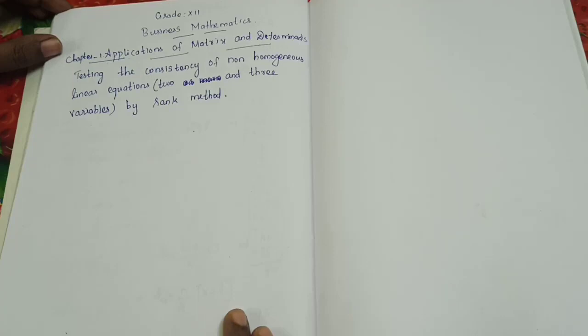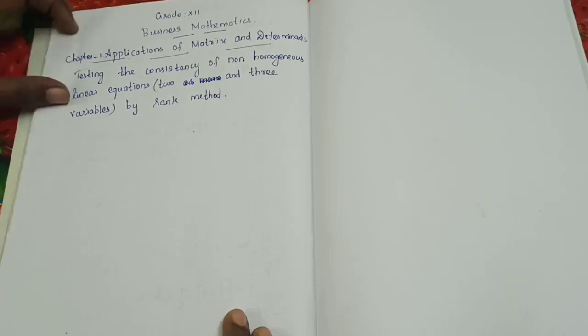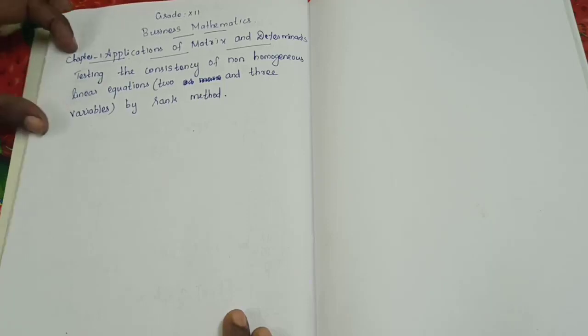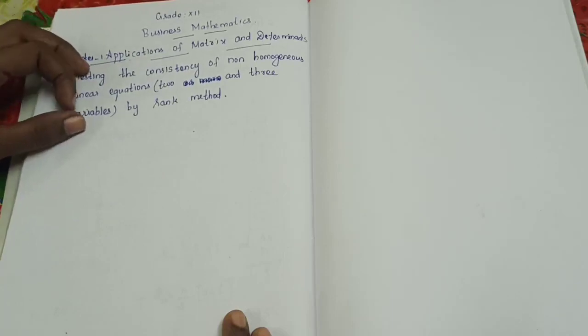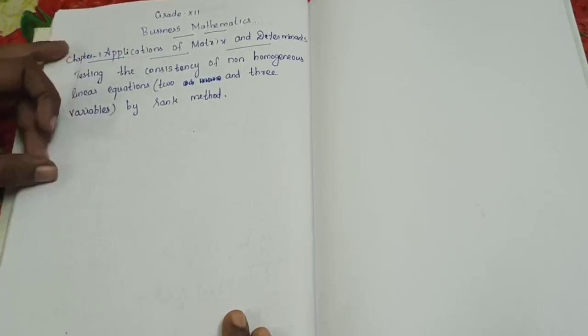In the last two classes, we have learned the first two sessions from chapter 1, Applications of Matrix and Determinants. This is our third section, testing the consistency of non-homogeneous linear equations in 2 and 3 variables by rank method. Last class itself I started but did not explain anything. So today I am going to explain the concept and afterwards we will move to the problems.